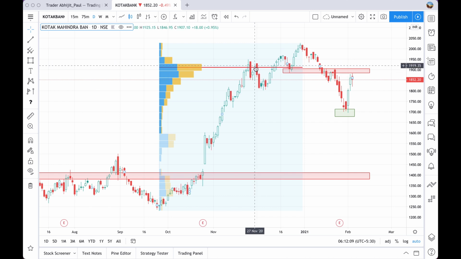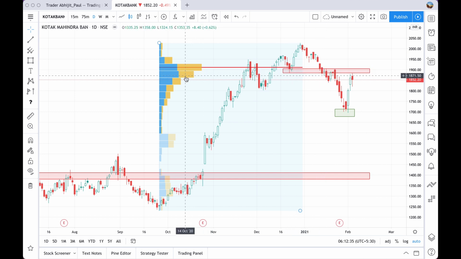1880, 1900 zone. And that more or less comes very, very close to this level that we marked some time back. And actually, after the break of this level, we saw a real sharp sell-off in the stock. So this level is going to act as very important going forward on the upside as resistance, number one.